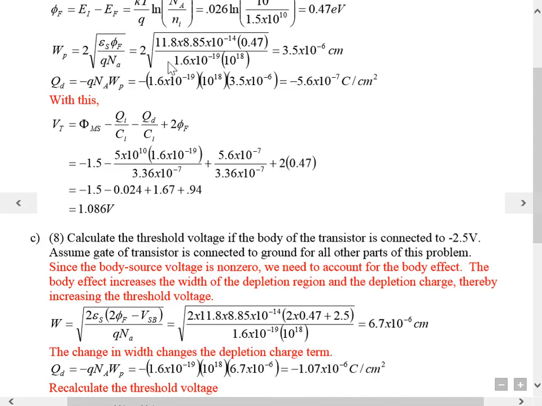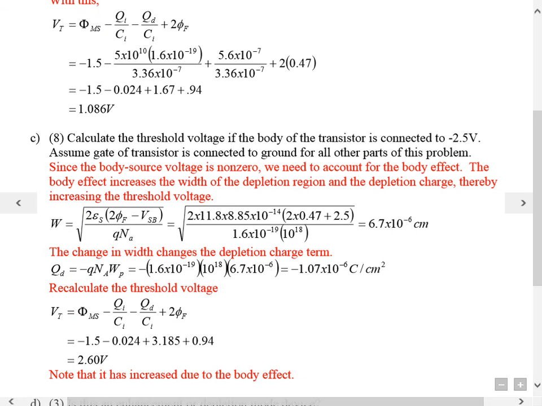This phi f that you see here changes to phi f minus VSB. So this is the width of the depletion region without a body effect, 3.5 times 10 to the negative 6. With the body effect, it changed to 6.7 times 10 to the negative 6. So it almost doubled the width of the depletion region. The wider the depletion region is, the more depletion charge you have. The more depletion charge you have, this is going to increase your threshold voltage.